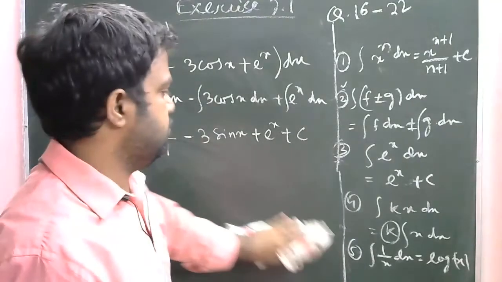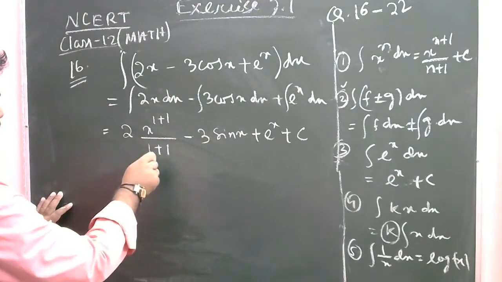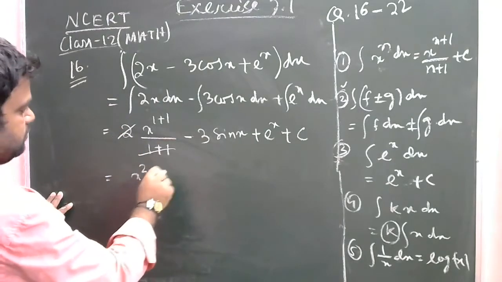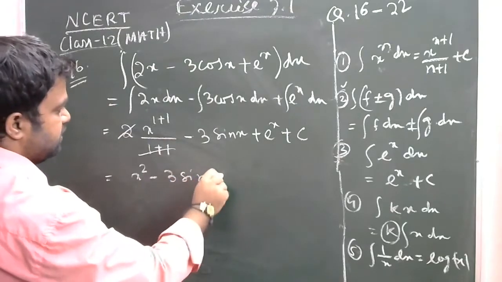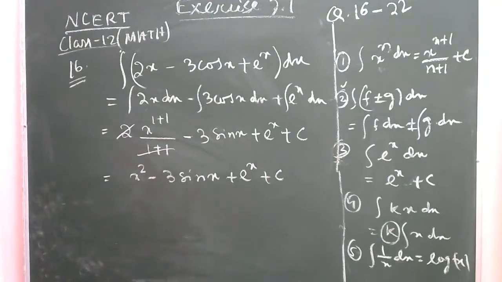Any difficulty? Now 1 plus 1 is 2, so the 2s cancel. So this is x square minus 3 sin x plus e to the power x plus c. Any difficulty? Clear. Question number 16: x square minus 3 sin x plus e to the power x plus c. Correct answer. Now 17.